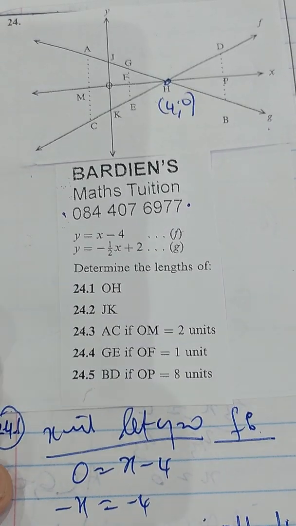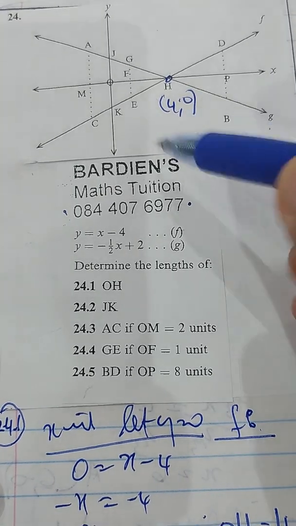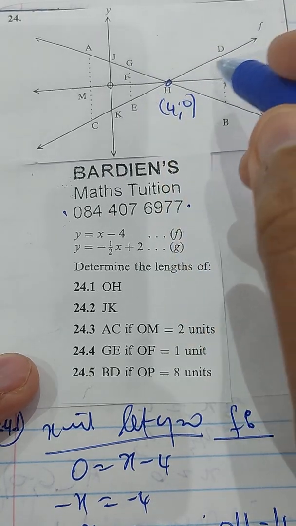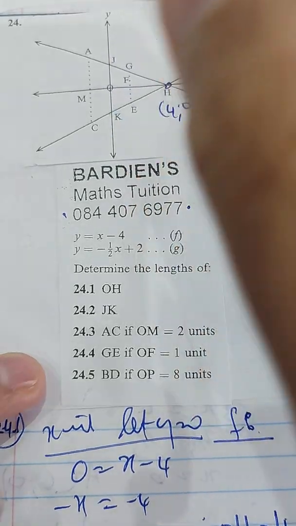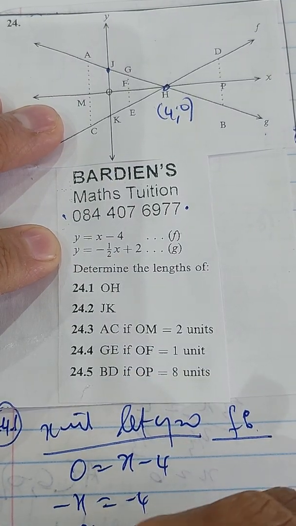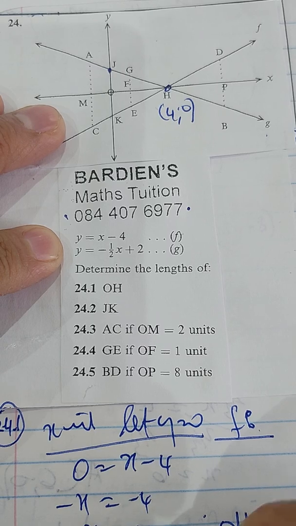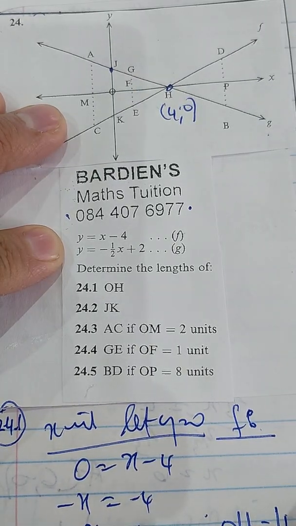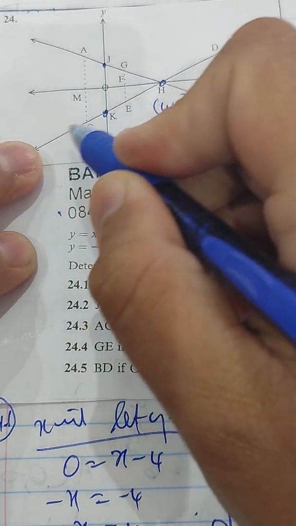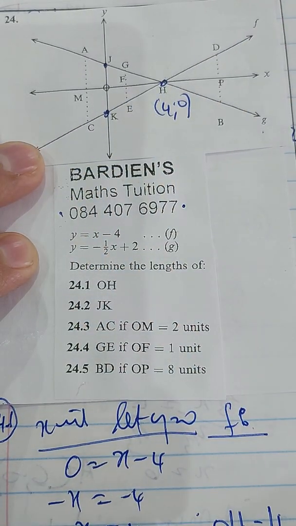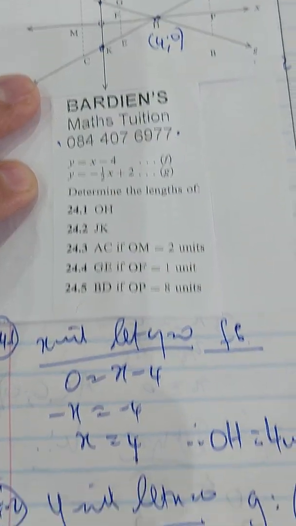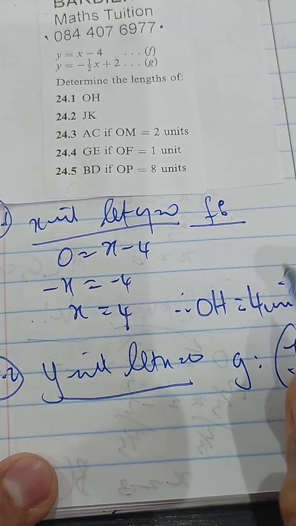Alright, let's go with it. 24.2. So JK, there's J and there's K. But what is J? J is the y-intercept. So it's a y-intercept, let x equal 0, of which graph? The g graph. Later on when I work out K, it will be the y-intercept of the f graph. Okay, so let's go with that.